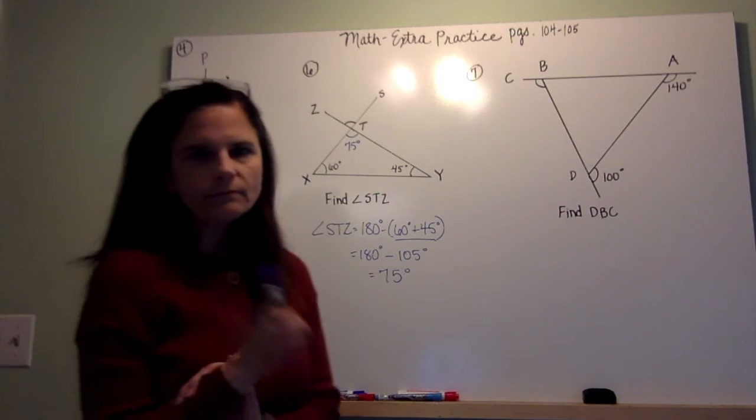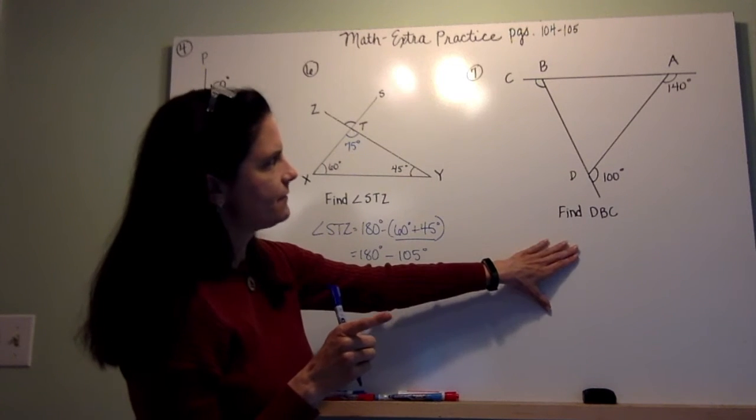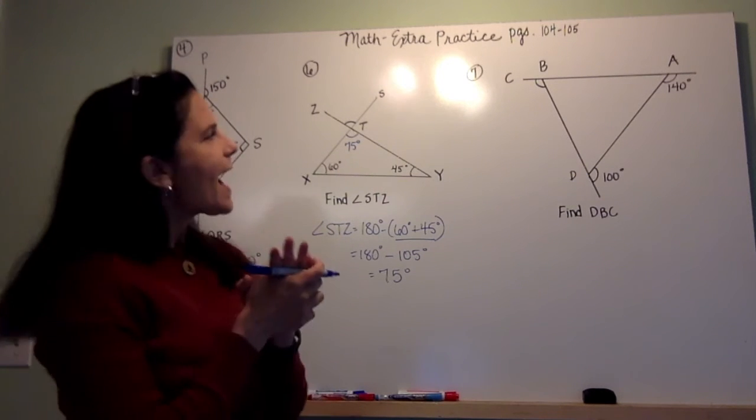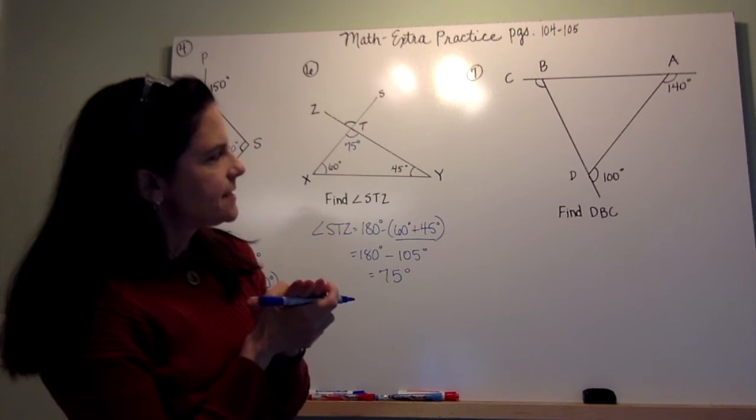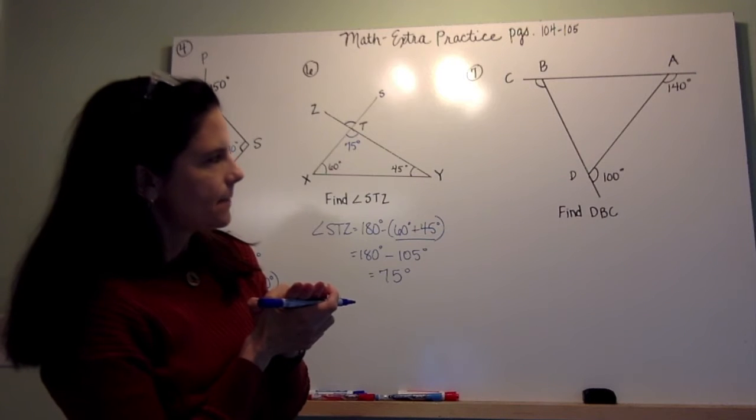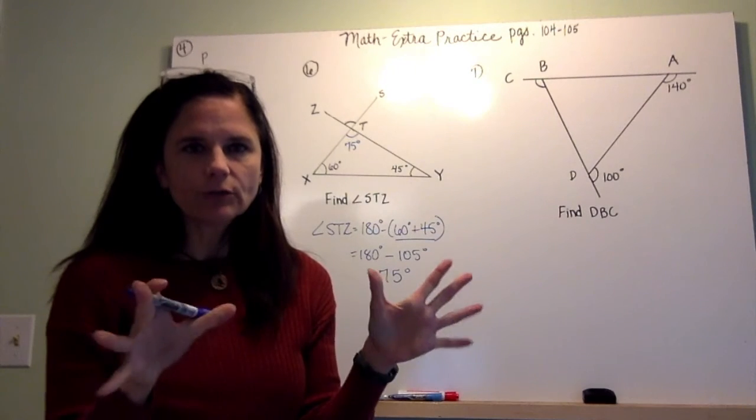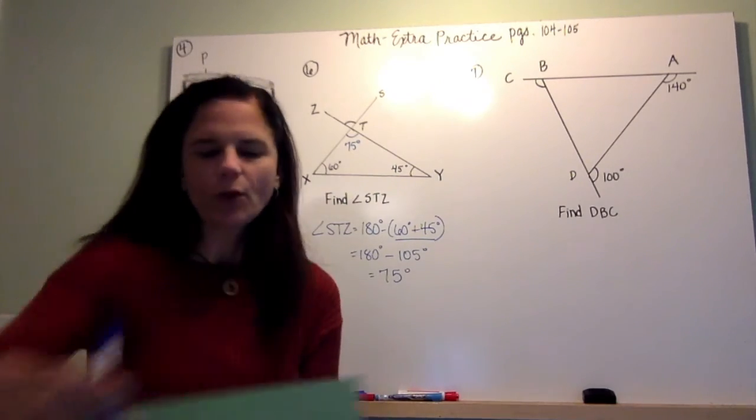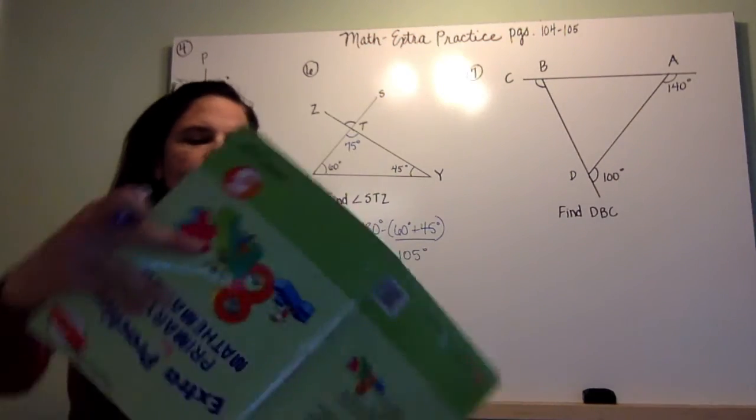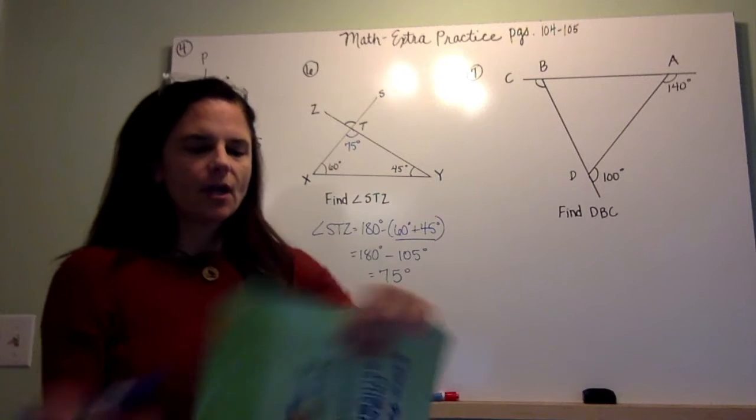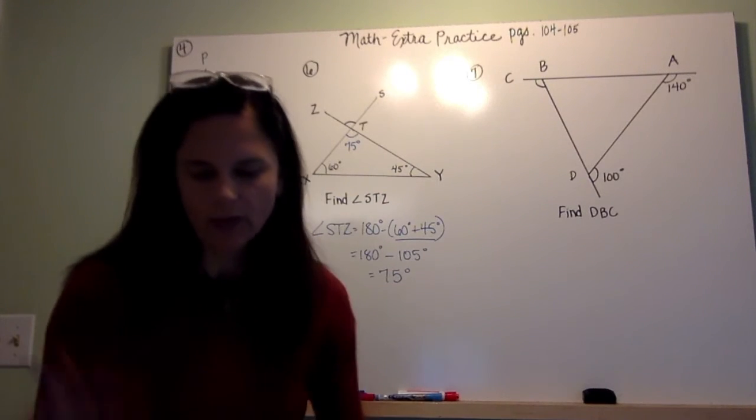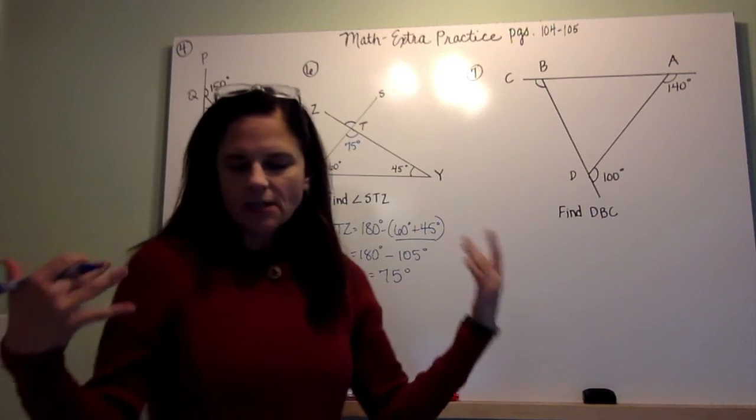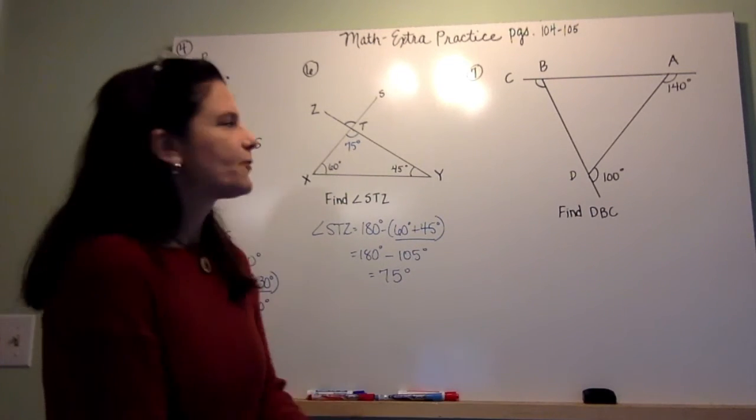Okay, moving on to number 7. Number 7 is an interesting problem here. So we're asked to find angle DBC. Well, always look at your figure here, and if you want to take your book and twist it around, turn it around, look at it from different angles, sometimes that can give you a different picture, and things can become more obvious.